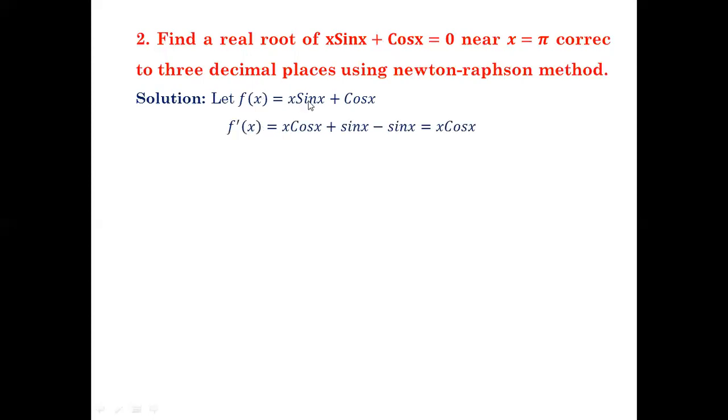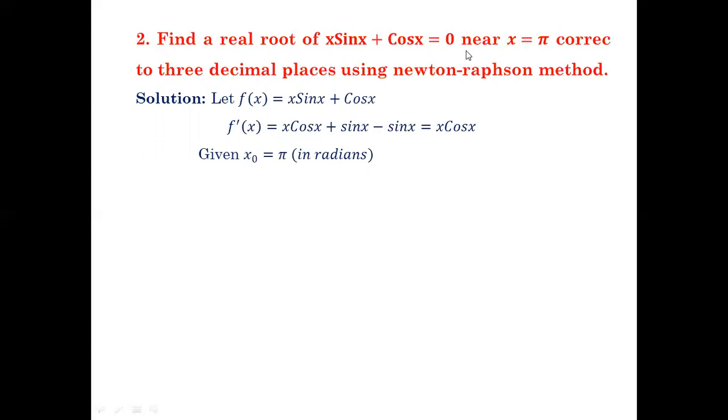So x sin x is product rule. We can apply the product rule. First function constant, derivative of sin x is cos x, plus sin x constant, derivative of x is 1, derivative of cos x is minus sin x. Minus sin x plus sin x get cancelled. Therefore, f dash x is equal to x cos x.